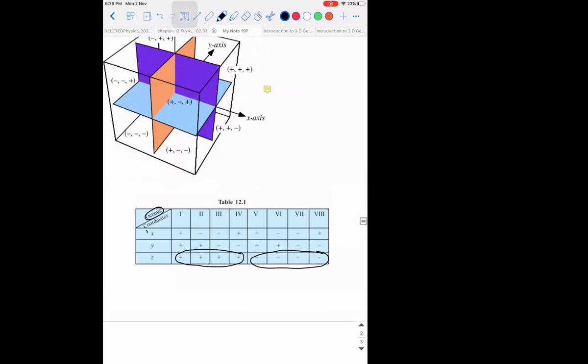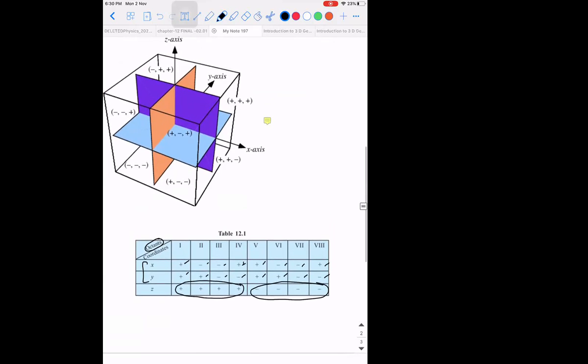Now start writing x and y like how you write for quadrants. Positive, positive; negative, positive; negative, negative; positive, negative. Again, repeat the cycle. Positive, positive; negative, positive; negative, negative; positive, negative. That will give you the octant to which the point belongs. Am I clear?